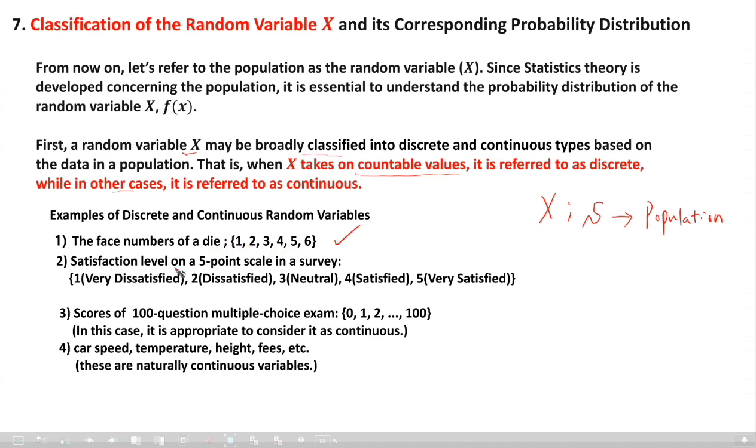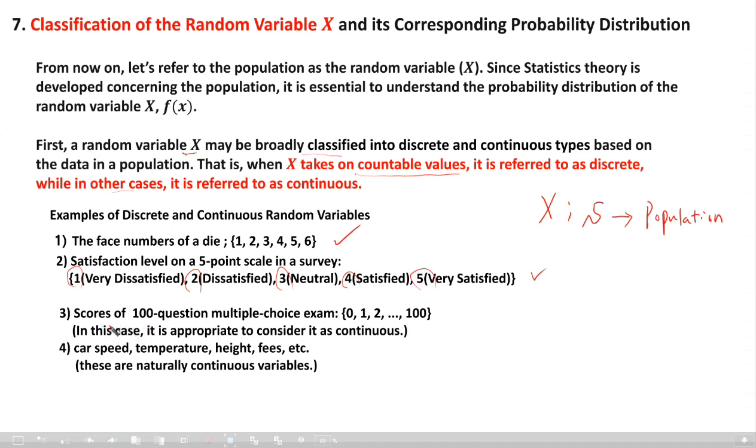Satisfaction level on a 5-point scale in a survey. You get data: dissatisfied, neutral, satisfied, very satisfied. So we assign real numbers here: 1, 2, 3, 4, 5. This, of course, is discrete type of data.